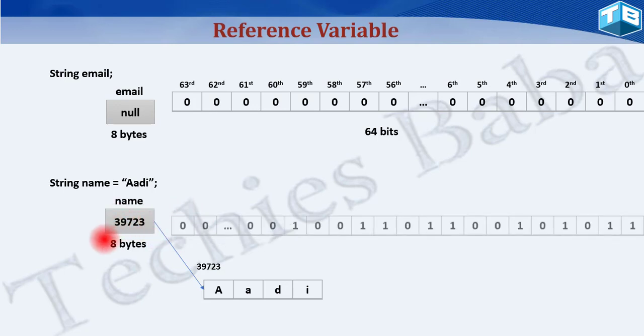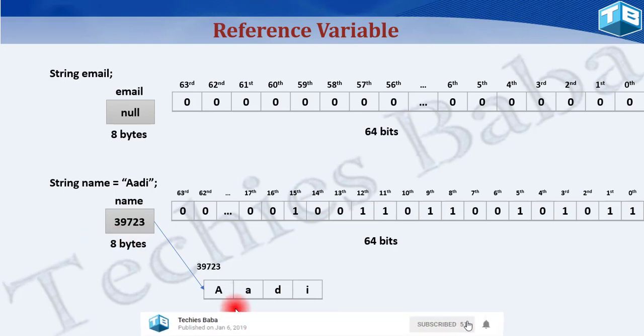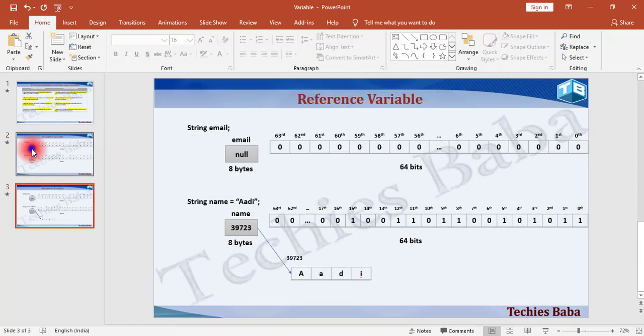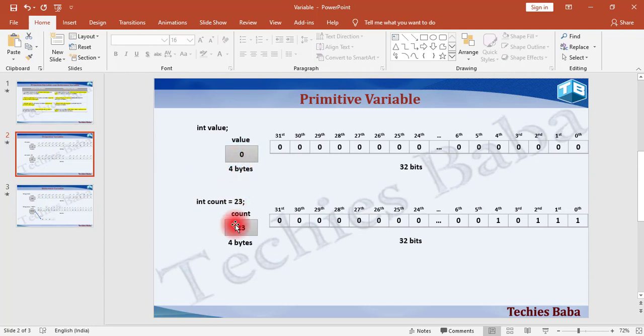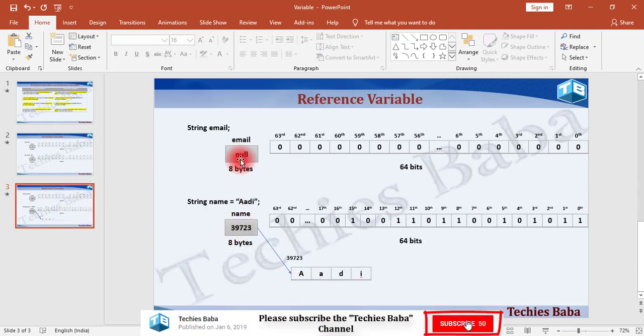So in the bits, you have some bit pattern with 0 and 1 that is not holding the actual value, but is holding the address of the object. So this is the memory representation in the case of primitive and reference. In the case of primitive, the actual value is stored inside the allocated memory, whereas in the case of reference, it holds either null or the address of the object. This is the primitive and the reference.